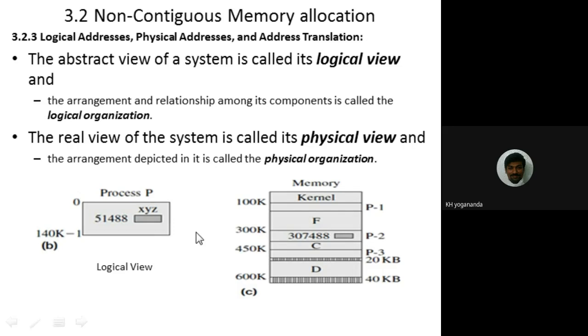See the figure from the previous slide. We arranged the free memory areas and allocated a single process by dividing it into P1, P2, P3. This is called the physical view.